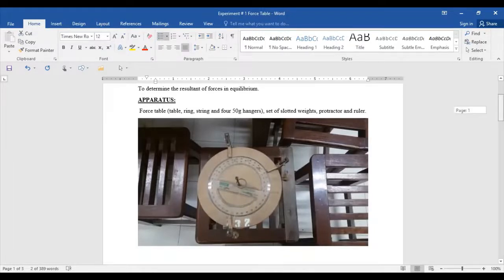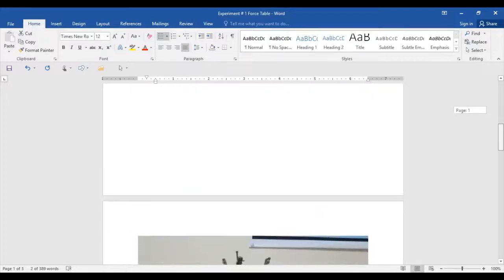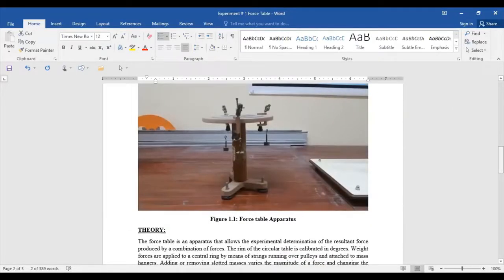So what we are going to do, this is the apparatus. You can see this is the side view of the apparatus. First you have to balance this apparatus. So how can you do it? You will find the bubble on its leg, and you have to make the bubble at the center. So how can you do it? You should rotate these screws which are on the legs of this apparatus, the force table or vector table apparatus.